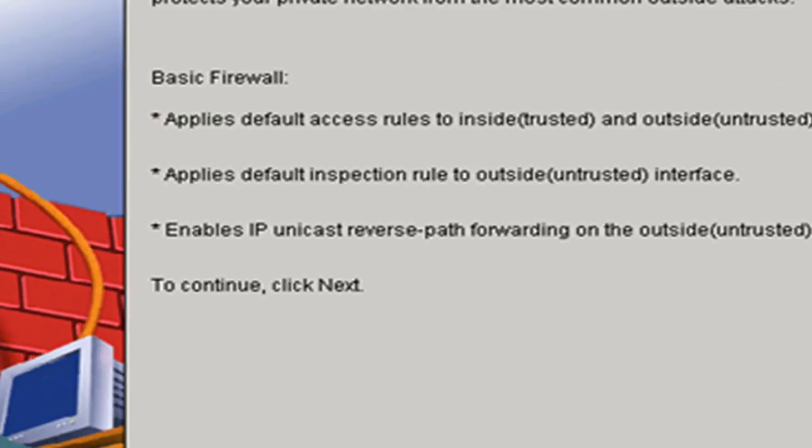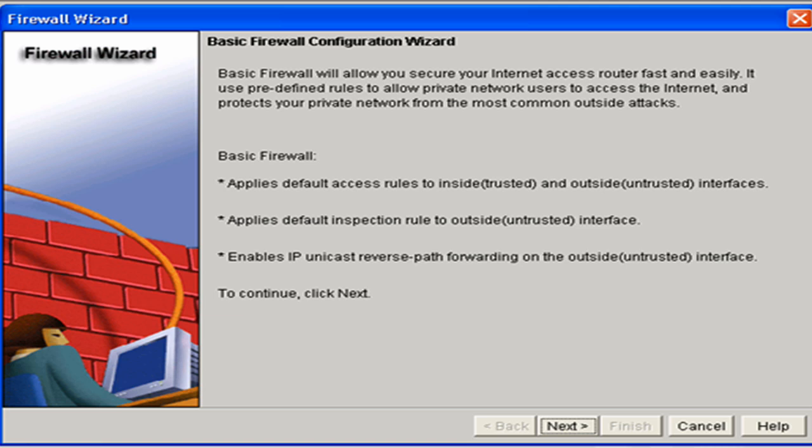We usually get a descriptive window right after we do that, and you can see here that's exactly what we get. It allows us to secure our internet access router fast and easily, uses predefined rules to allow private network users to access the net, and protects your private network from the most common outside attacks. You can see there it's going to apply default access rules to the inside trusted and outside untrusted interfaces. It's going to apply a default inspection rule to the outside interface, and it also is going to enable IP unicast reverse path forwarding on the outside interface. So to continue, as always, we will click Next.